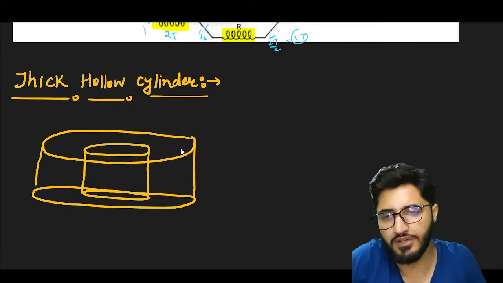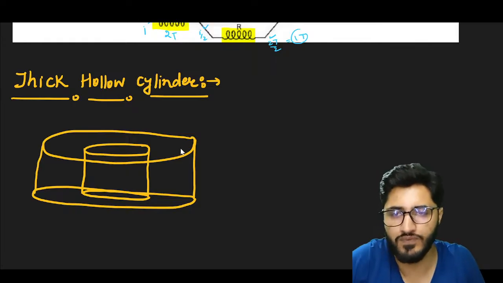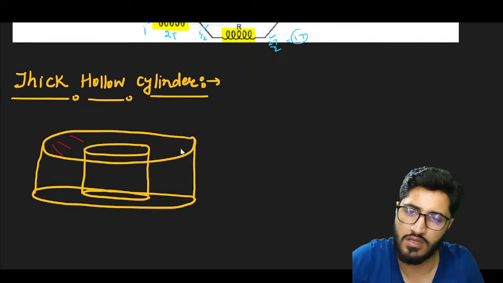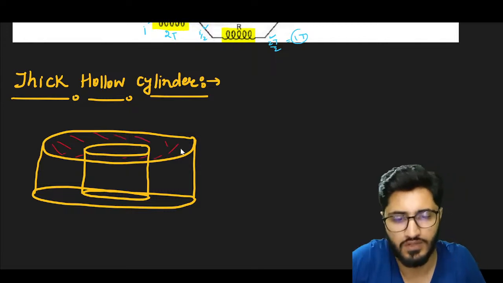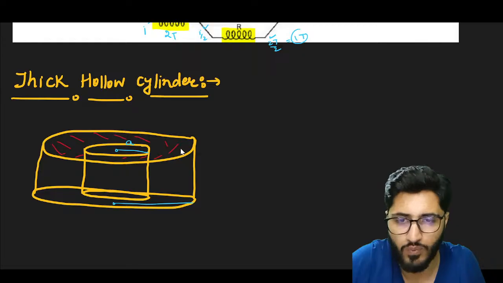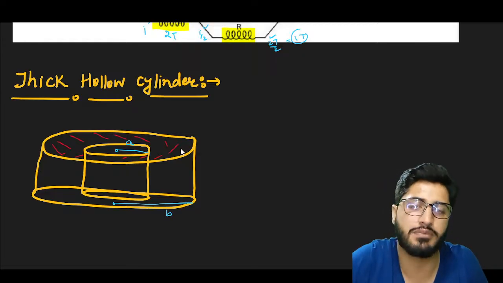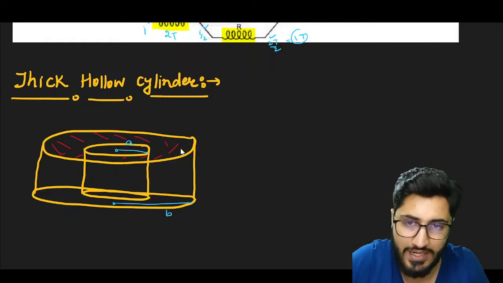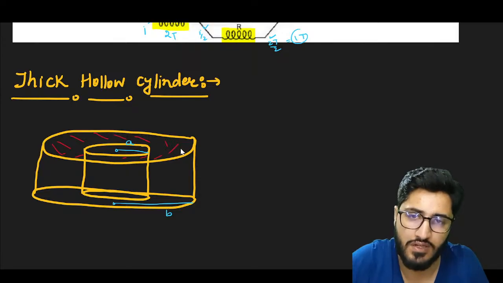And the material is available here. Now look, if the radius of the inner one is given as A and the radius of the outer one is B, where is the material present? You can write that the material is present only in the area pi B square minus pi A square. Only in this particular area is material present.